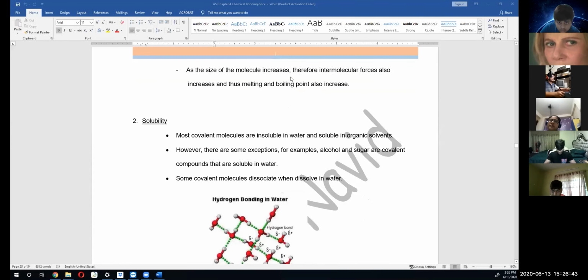So as the size of the molecule increases, the intermolecular forces also increase, and thus melting and boiling point also increase. Next is solubility.